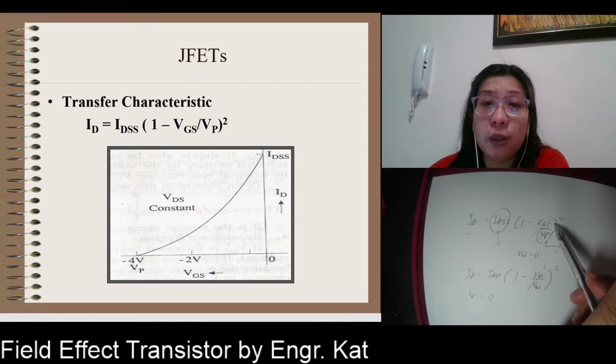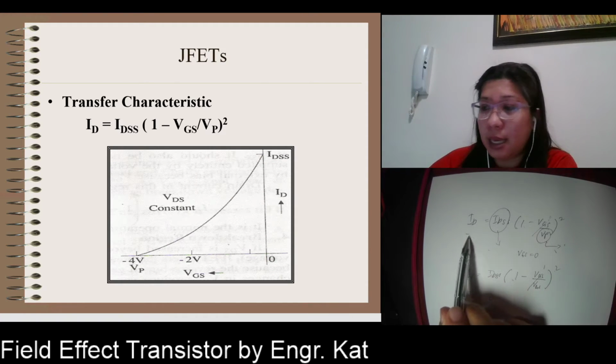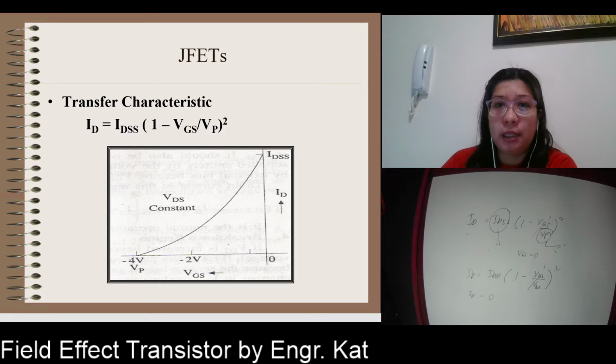So this is called a voltage controlled device. Why is it called a voltage controlled device? Because your ID is being controlled by your VGS here.